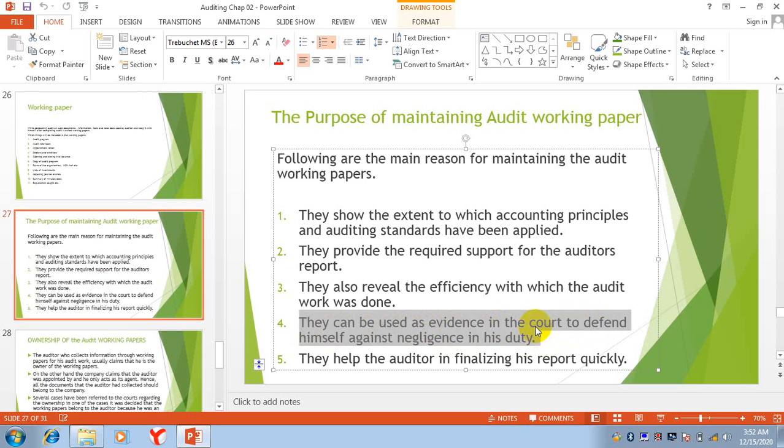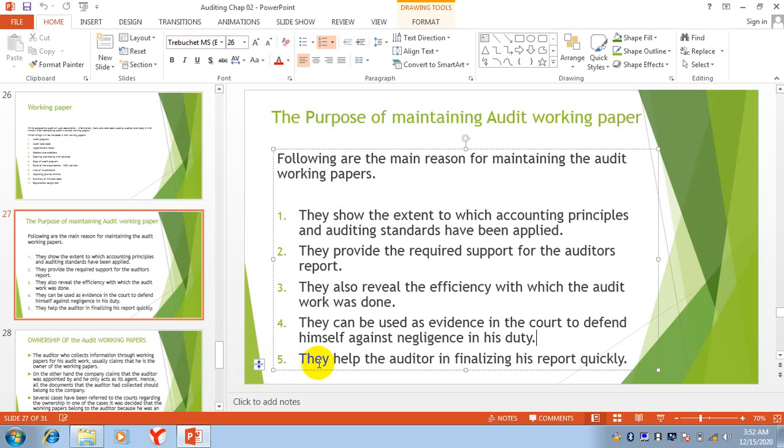It will be evidence that I performed my work efficiently and effectively. The auditor can claim in the court of law that I performed my work efficiently and effectively. So these working papers can be used as evidence in the court to defend himself against negligence in his duty.